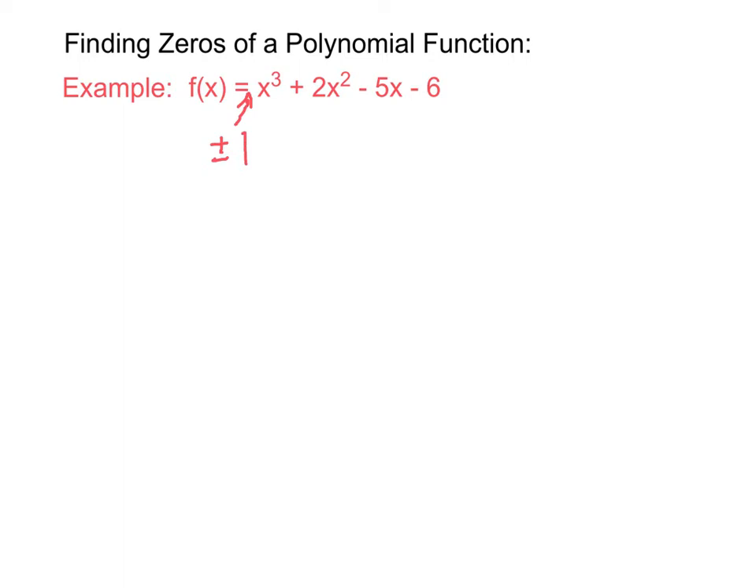And then we look at the constant term, which in this case is minus 6. The factors of that are going to be plus or minus 1, plus or minus 2, plus or minus 3, and plus or minus 6. Now, in order to get the list of all possible rational zeros, we divide the factors of the constant term by the factors of the leading coefficient, and since the leading coefficient is 1, we just repeat what we had for the constant term. So the possible rational zeros are plus or minus 1, plus or minus 2, plus or minus 3, and plus or minus 6.